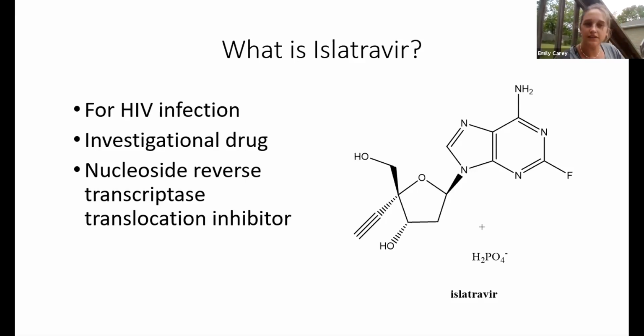So to understand how this works, it's helpful to understand how HIV works. The genome in HIV is RNA instead of DNA. So what happens is reverse transcriptase catalyzes reverse transcription, which is going to turn RNA into DNA. And this is how HIV replicates and gets into our systems. So islatravir prevents this from happening, and hence reverse transcriptase inhibitor.